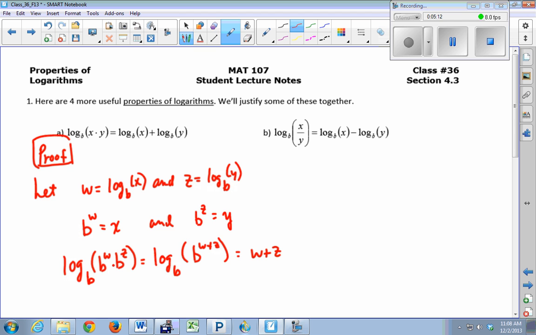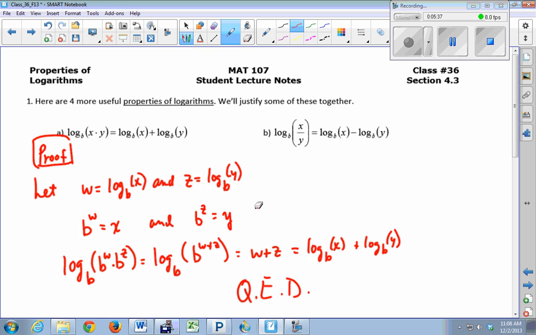Well, what was w and what was z? W was log base b of x, and z was log base b of y. So that's how you prove this mathematically. And that's when you get to do those fancy letters QED. That's what mathematicians use when they solve a proof. QED. It's Latin. Thus it is proved.